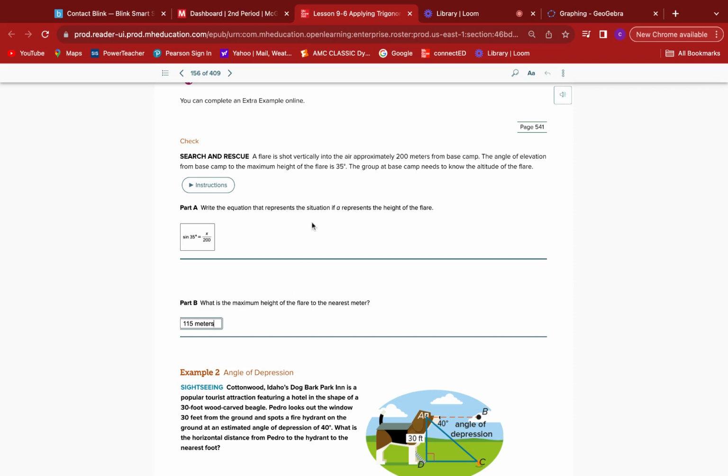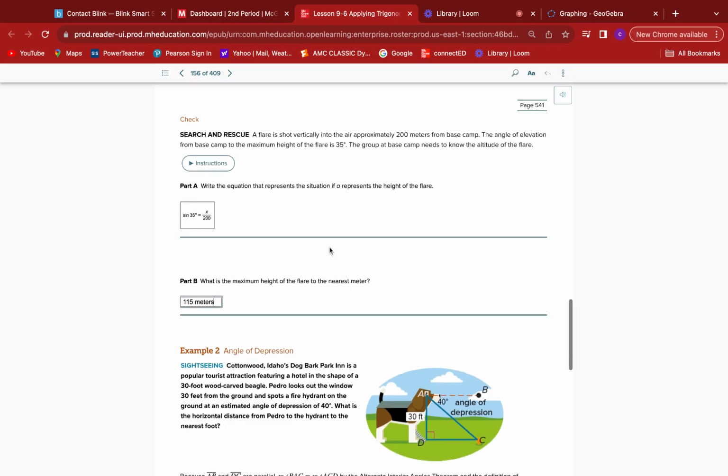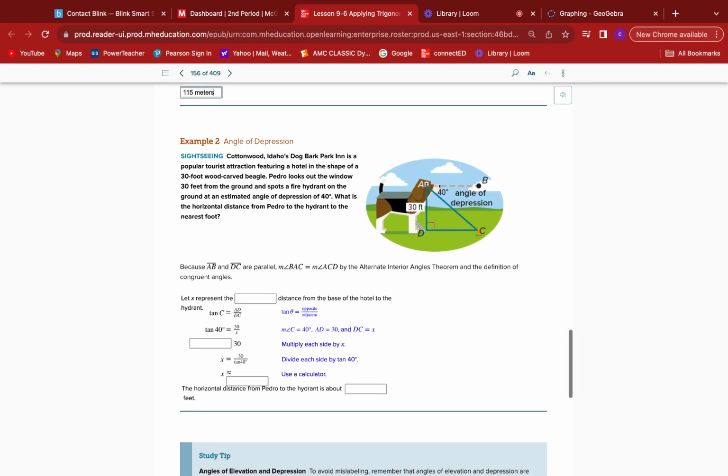So you guys are going to pay attention to the wording. Straight up vertically would be straight up at 90 degrees, and this is shooting out at 35. All right.